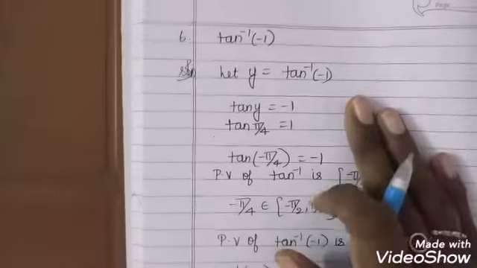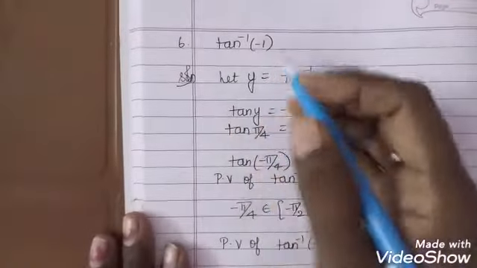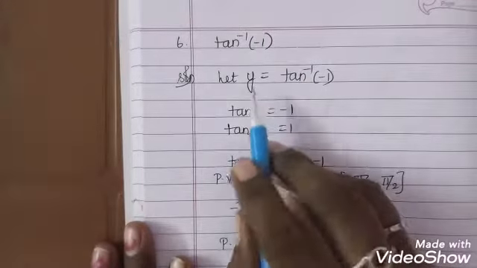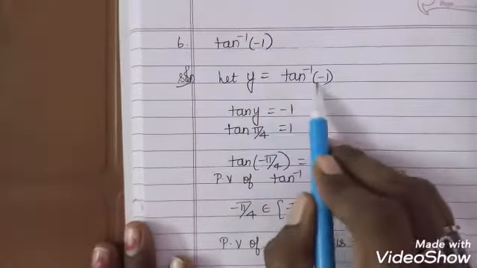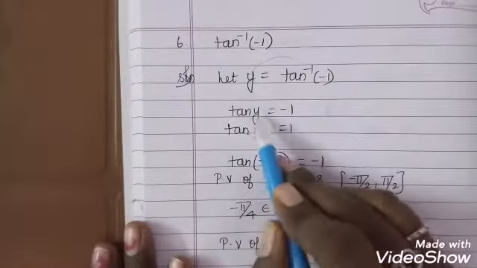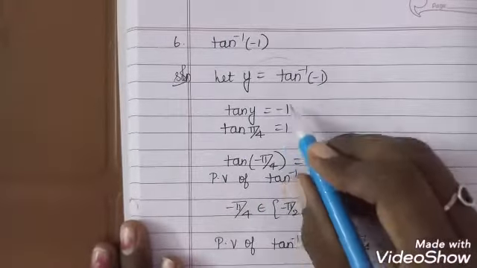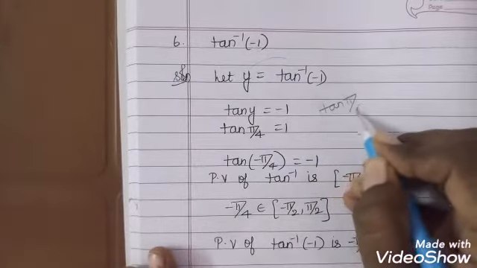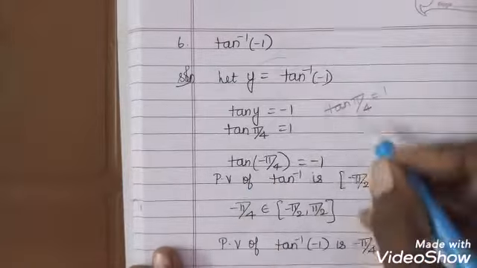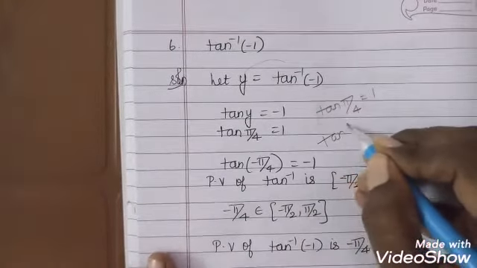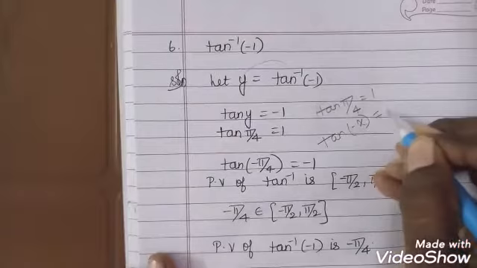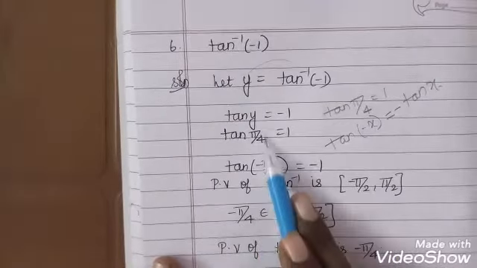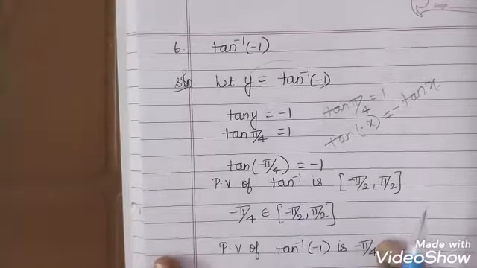Okay, the next one, the sixth one, tan inverse of minus 1. We'll have to find the principal value of this. So let y be equal to tan inverse of minus 1. So you will get tan y equal to minus 1. If you have a negative value, always see what the positive value is first. You know that tan pi by 4 is equal to 1. So tan of minus pi by 4, because tan of minus x is equal to minus tan x, is equal to minus 1.